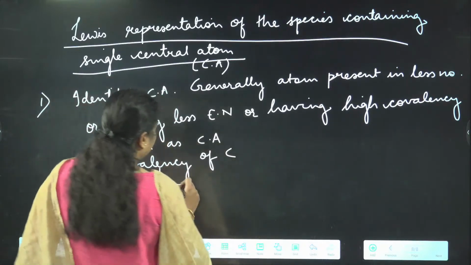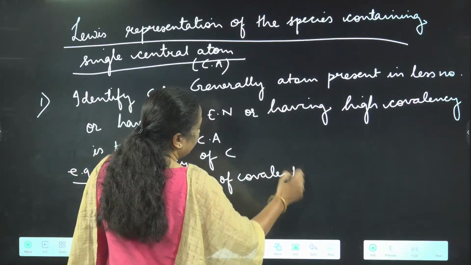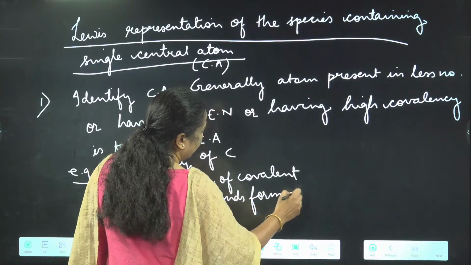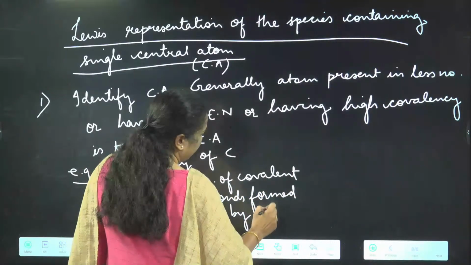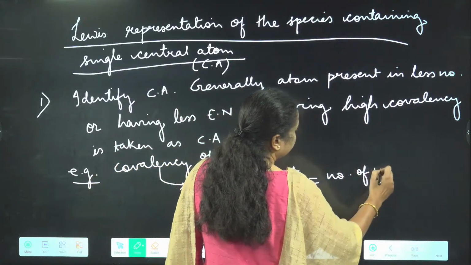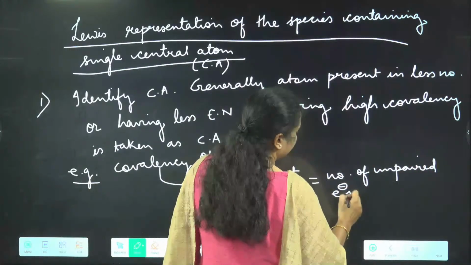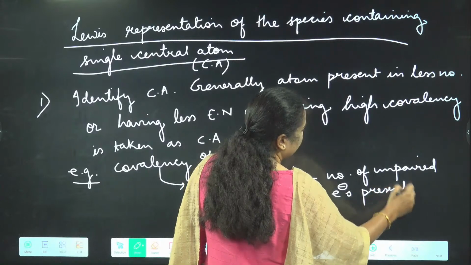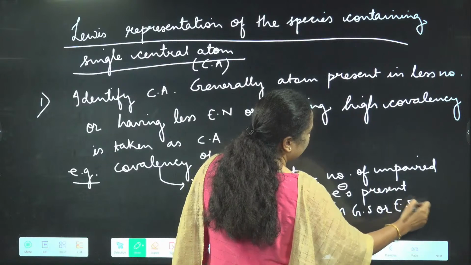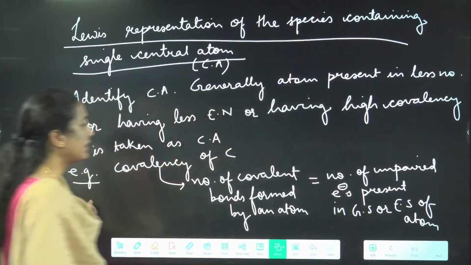So basically I can write down, this is the number of covalent bonds formed by an atom, and that is equal to the number of unpaired electrons present in ground state or excited state of the atom. So GS and ES is ground state or excited state.